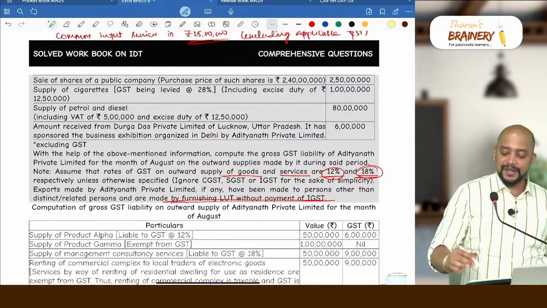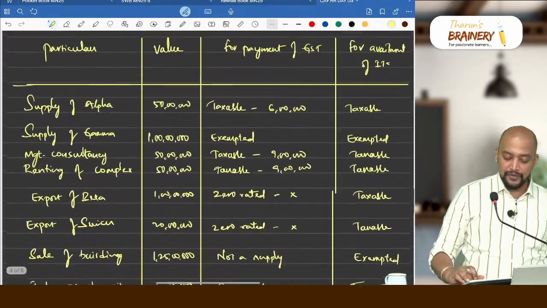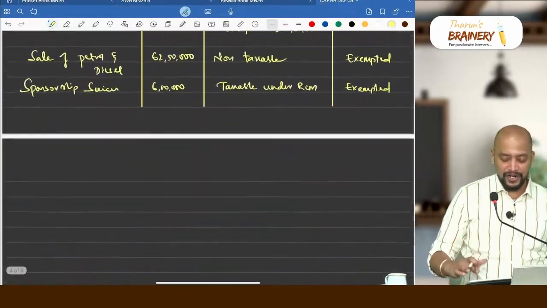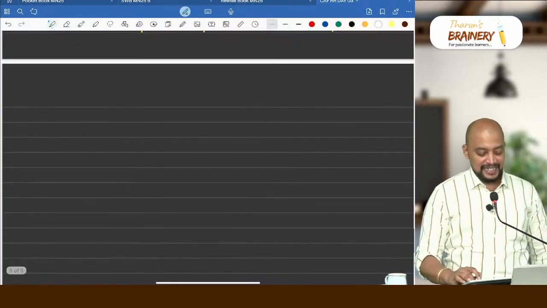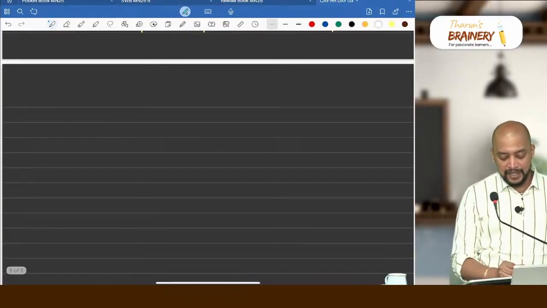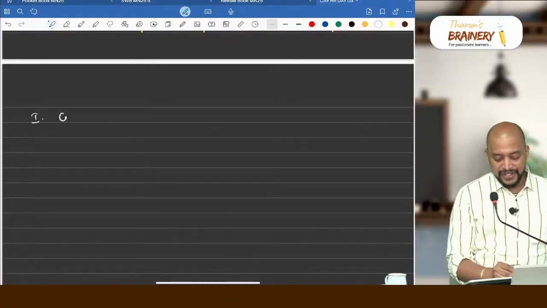Now we completed this working note. So far what we have completed is only the working note. We have not completed the answer. Now we need to write the answer. First, statement number 1: Computation of GST payable on outward supplies.